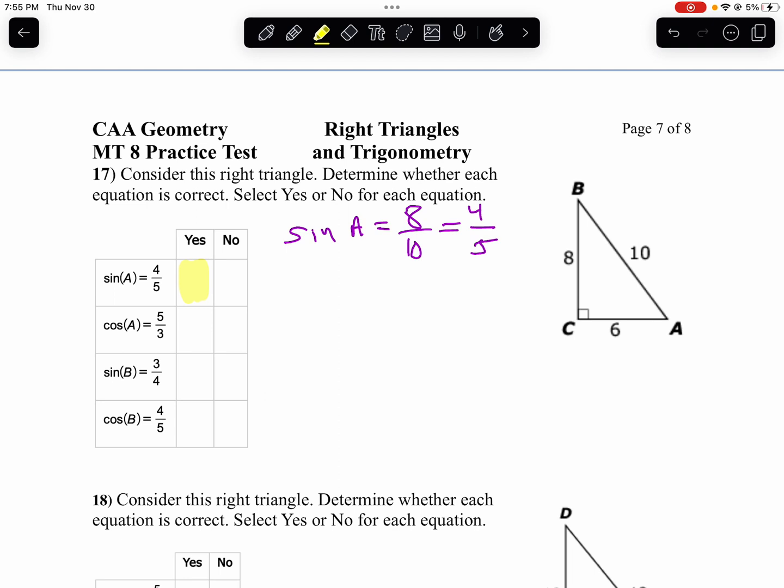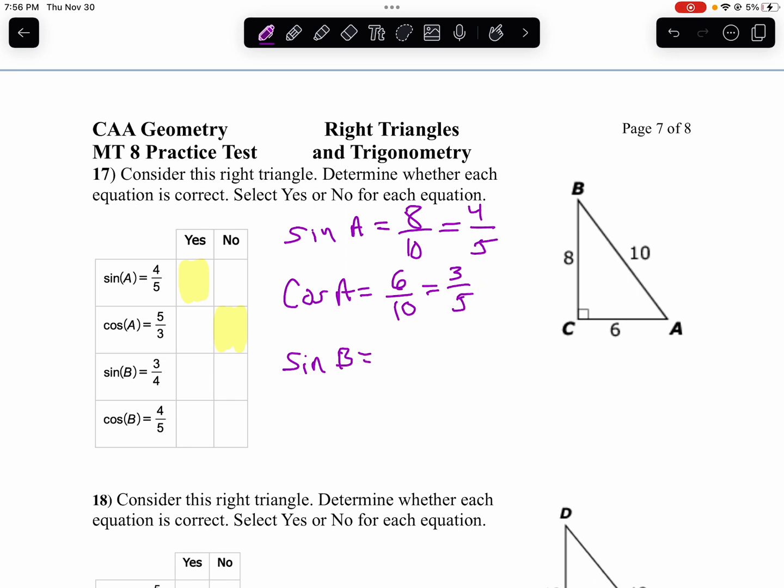Okay, let's take a look at the cosine of angle A. The cosine of angle A is the adjacent side, which in this case is 6, over the hypotenuse, which is 10. So we get 3/5. That's not 5/3, is it? Probably could have figured that one out without even doing any work, because you can't have a cosine that's bigger than 1. Let's take a look at the sine of angle B.